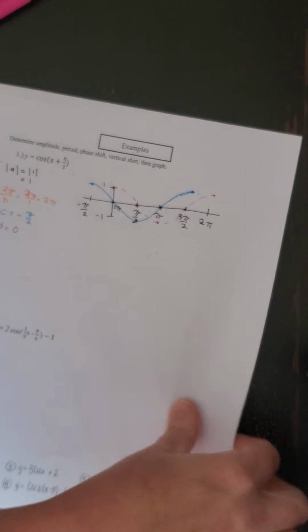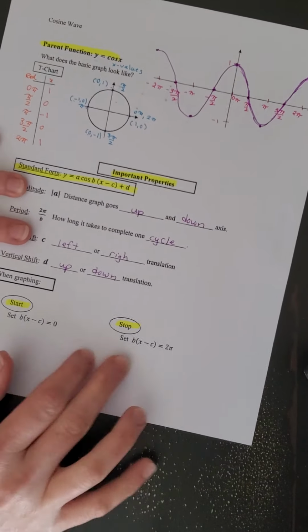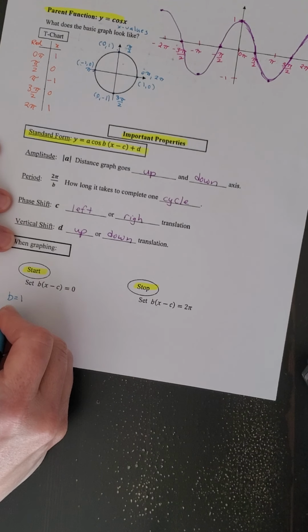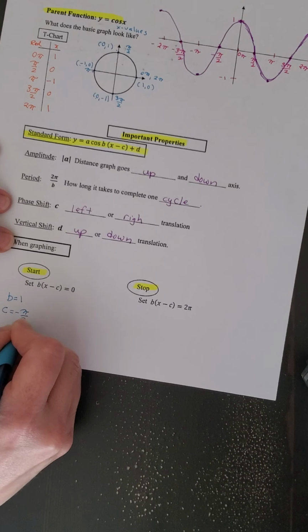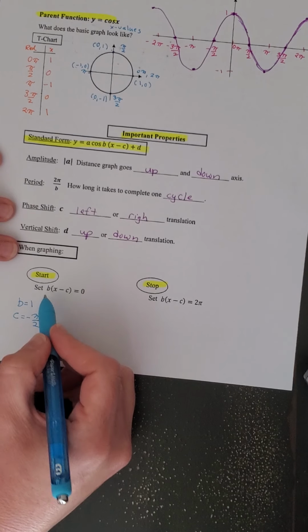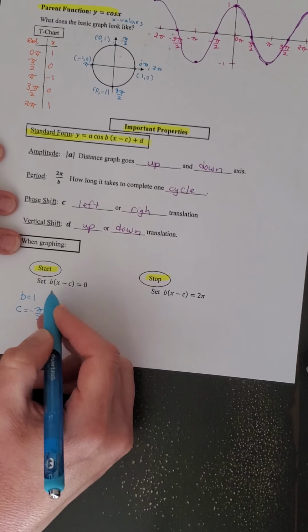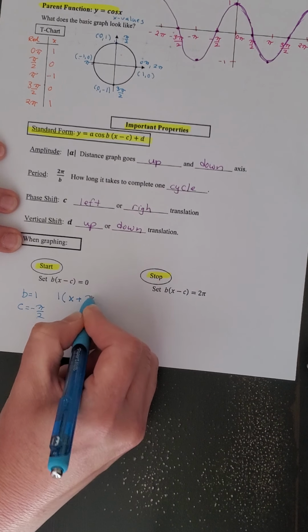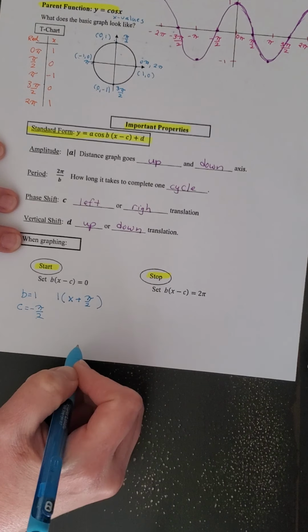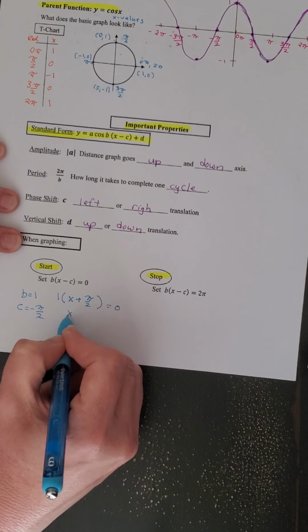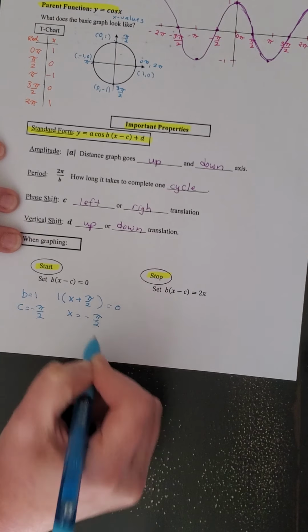Okay, I guess I could go ahead and connect these formulas to what we had. So in this case, B was 1 and C was negative pi over 2. And so if I wanted to start, I could use this formula to see where I would start. So I would plug in 1 and then x minus pi over 2, which would be plus pi over 2 equals 0. And then I would solve for x. So this would be x equals negative pi over 2, which is where we started.